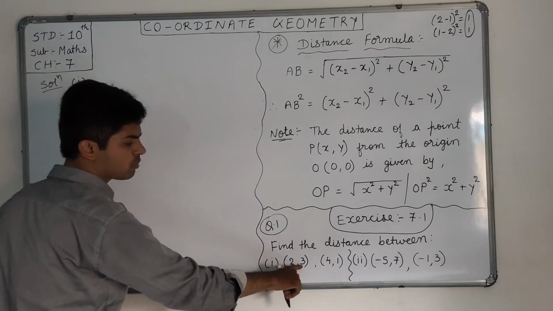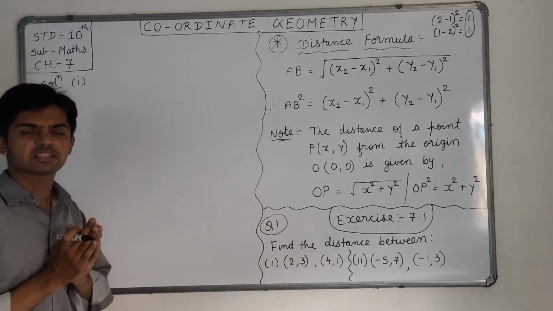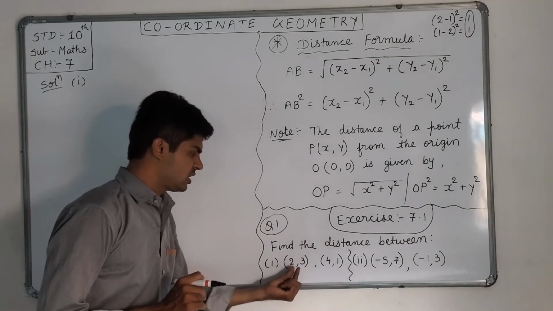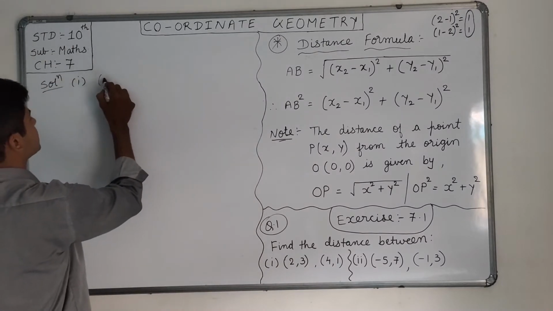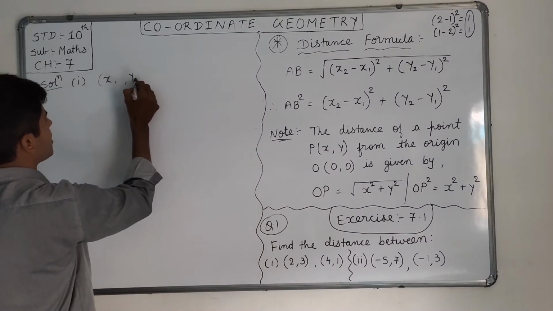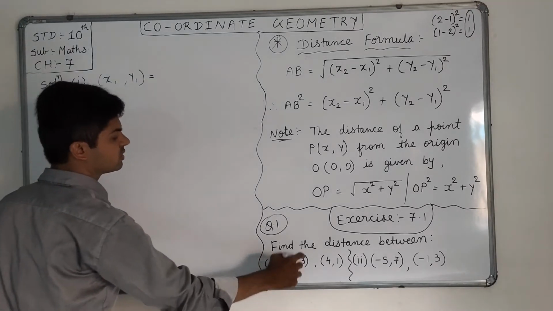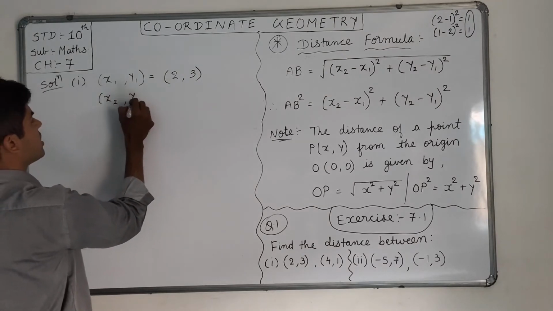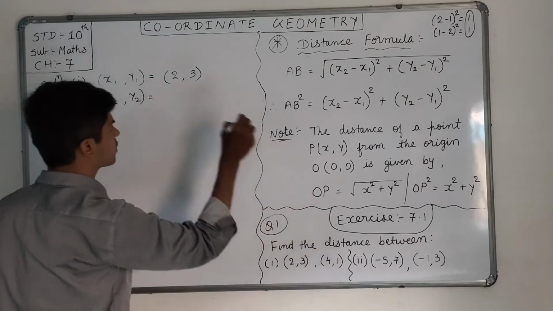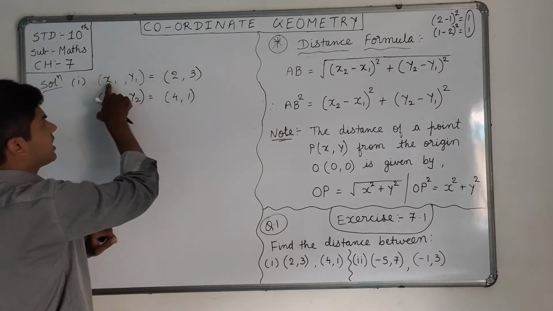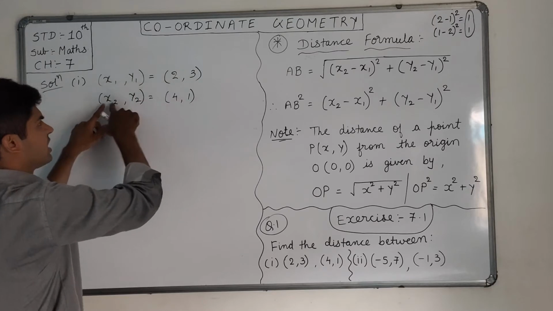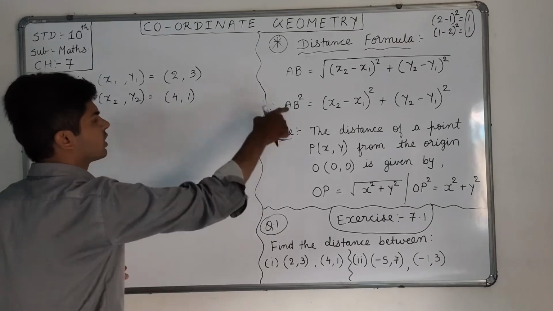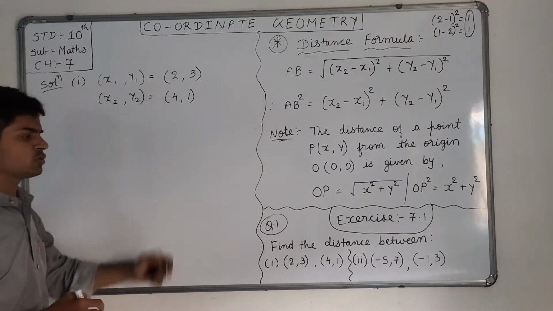What are the points 2, 3 and 4, 1? दो पॉइंट्स ही हमेशा दिए गए होंगे. Okay. Now 2, 3, 4, 1. So we will write here x1, y1. x1, y1, that is our first 2, 3, and x2, y2, that is our 4, 1. It means x1 is 2, y1 is 3, x2 is 4, y2 is 1. Understood?